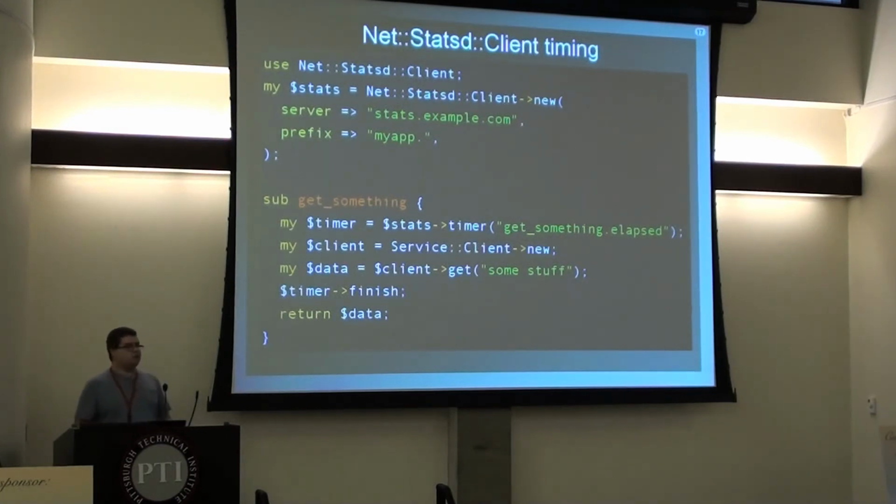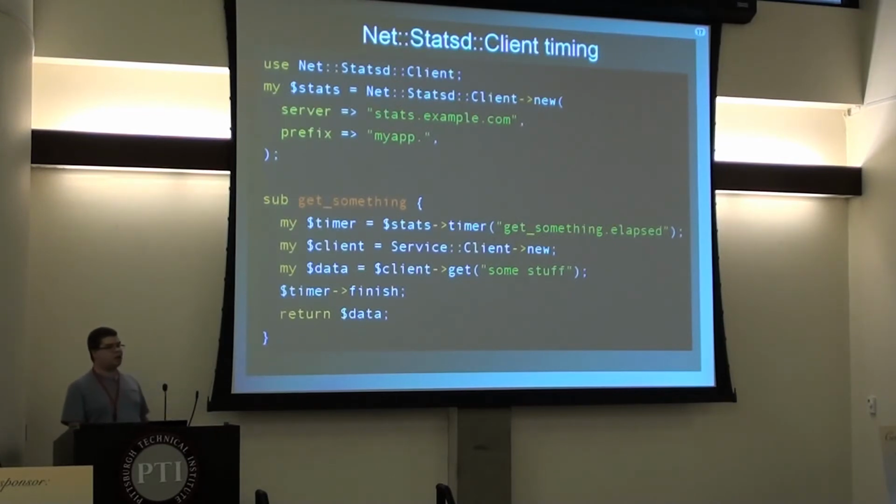NetStatsD client gives you timer objects, which are pretty nice. So you create your StatsD object, just like we did in the previous slide, and create a timer object from it. That creates an object that is going to send a timing back to the server. The timer starts when you create the timer object, and it finishes when you call finish on it. So there's less boilerplate code here, and it's just nicer if you want to sprinkle timings into some code.